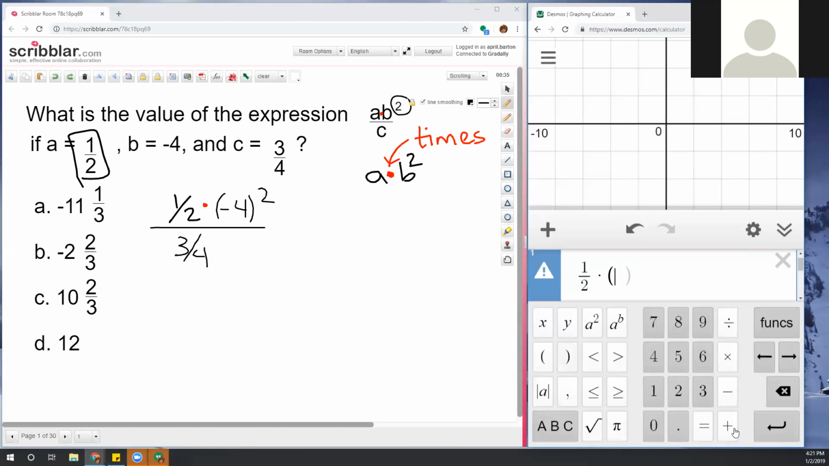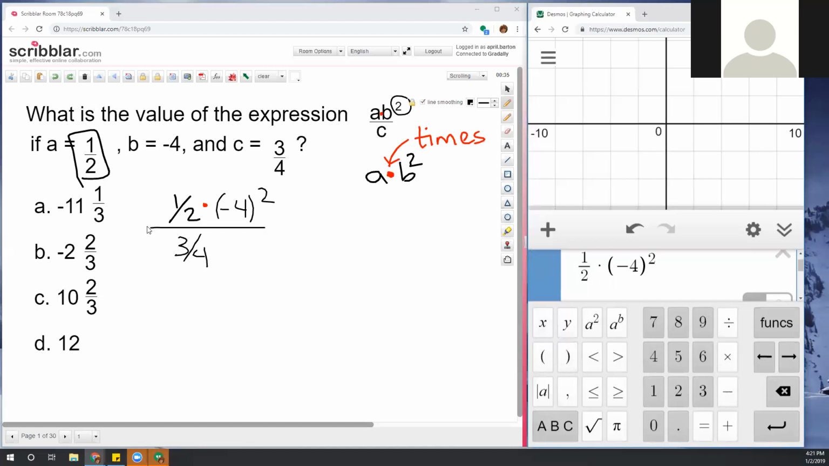This calculator, you use the minus symbol for everything. So even though this means subtract, it can also count as negative. So -4 in parentheses. And then this a squared gives you the exponent of 2. Now we need division again.